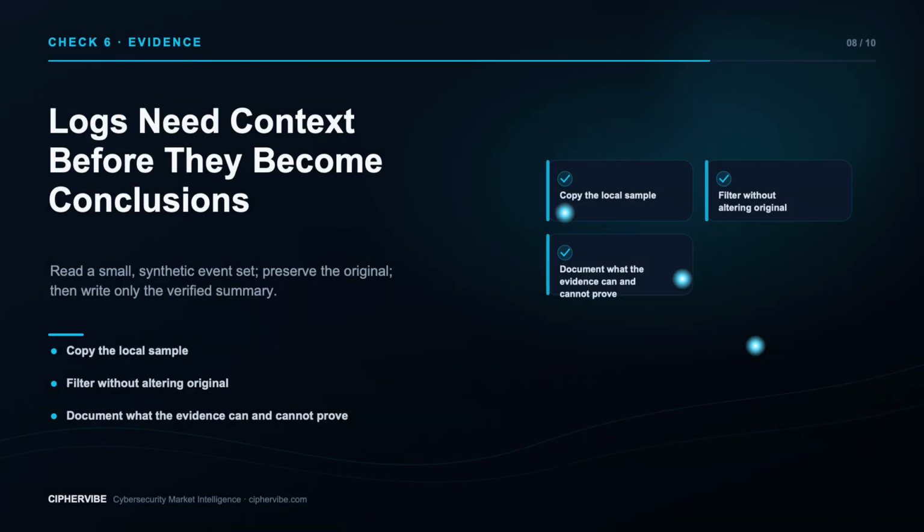Now we use the fictional sampleauth.log. First, we confirm its location and make a working copy inside the Cedar Lab evidence folder. The original remains untouched. We then filter for the word failed, review the small result, and write a clearly labeled summary into a separate output directory.